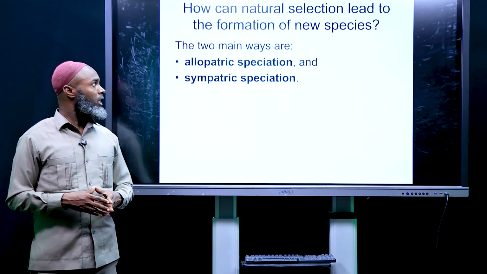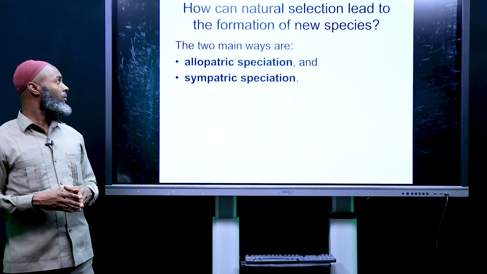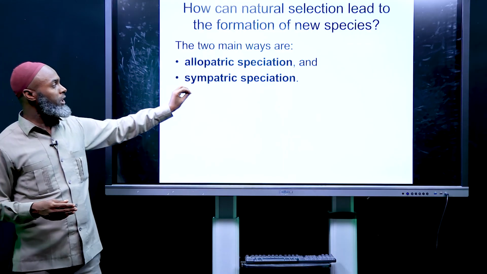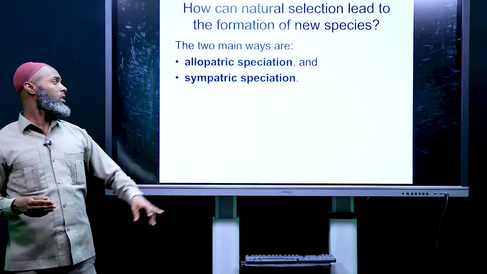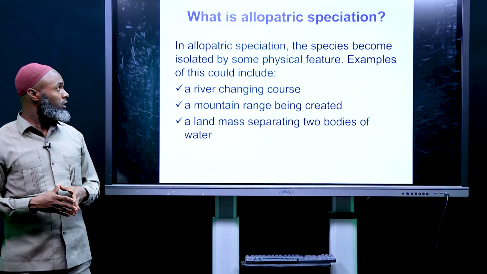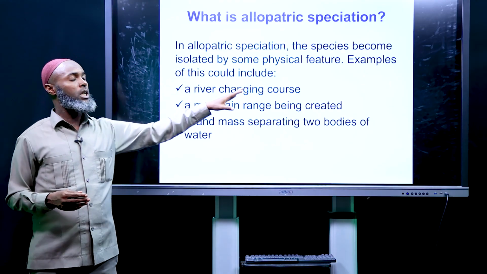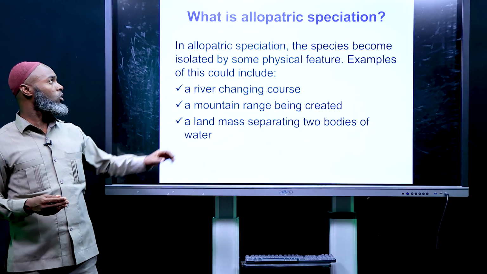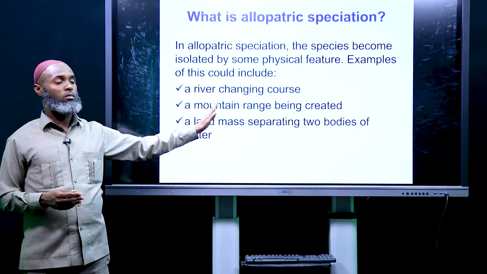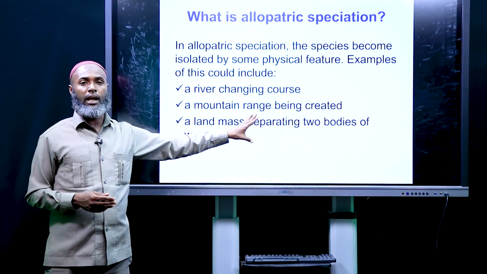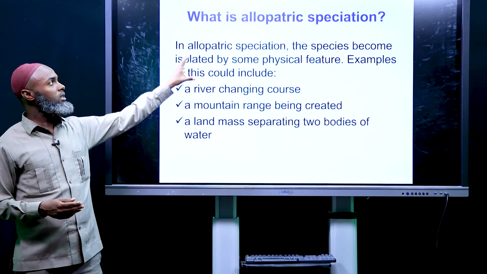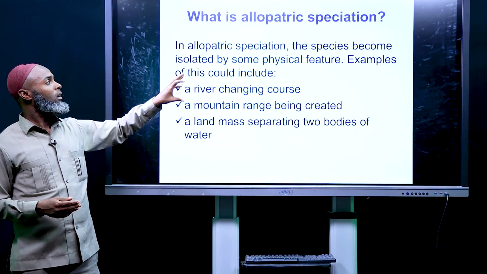How can natural selection lead to formation of new species? There are two main ways: allopatric speciation and sympatric speciation. Let's see one by one. What is allopatric speciation? Allopatric speciation is when a species becomes isolated by some physical feature. For example, a river changing course, a mountain range being created, a landmass separating two bodies of water. This is known as allopatric speciation.